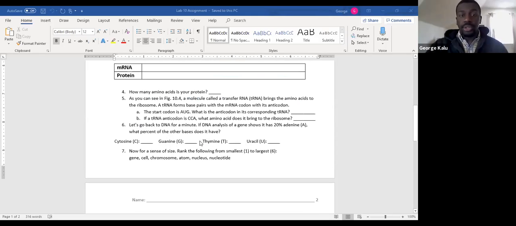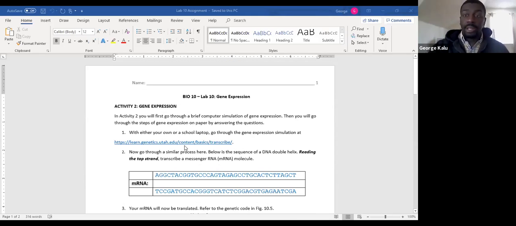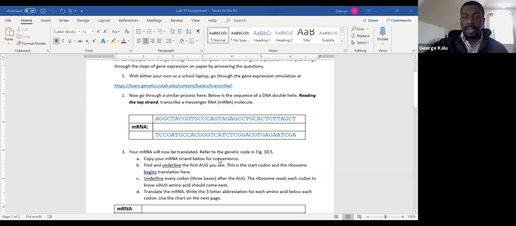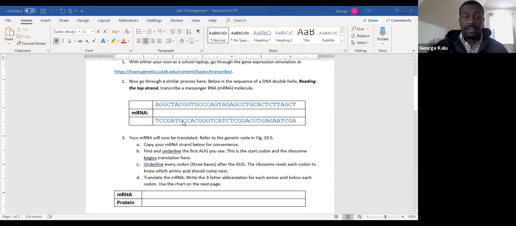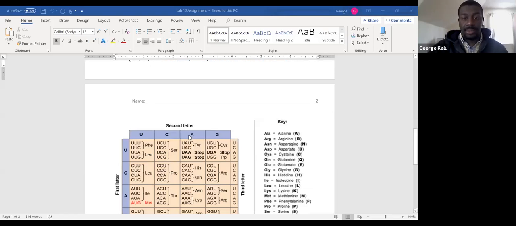So use what I have on Microsoft Word. Don't use the lab manual because there is an error in the lab manual inside the DNA template, and it's going to screw up everything. So just use what I have listed here. Don't worry about using the lab manual. Just use whatever is listed on this assignment sheet that's on Canvas too.